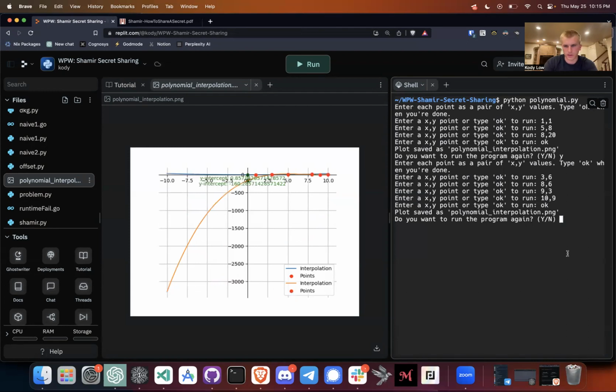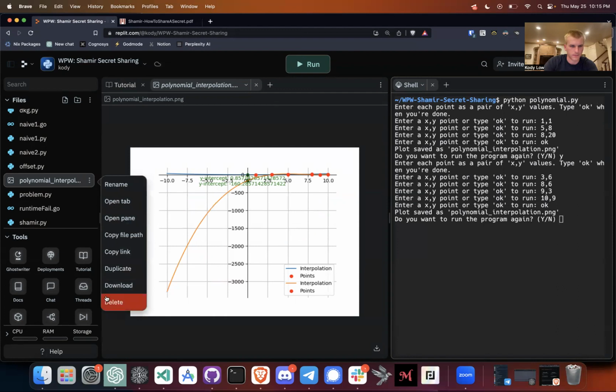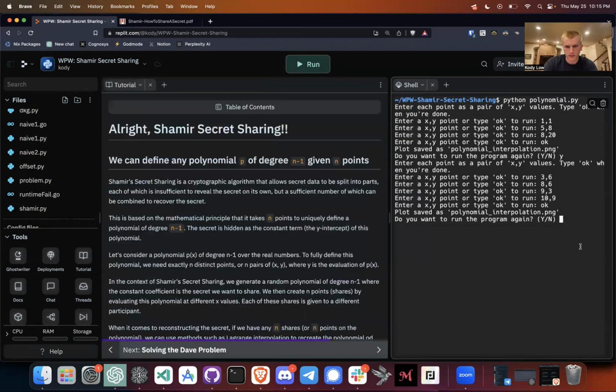Okay, that was not a very good plot. Let me delete this one and do it again. Okay. So let's have it be, I want like a 3rd degree polynomial for it, right? And so we'll do like -5, -10.